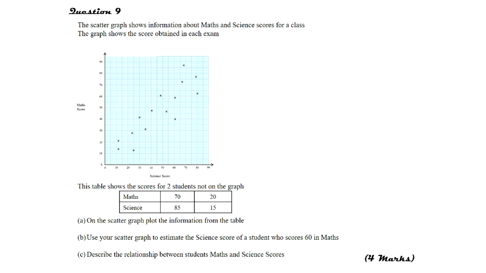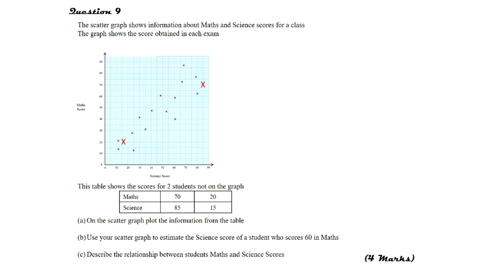Question number 9. So this is your fairly typical scatter graphs question, and it starts off by asking me to plot 2 points for 2 students who are currently not on the graph. So there are 2 students here, one who got 70 in maths and 85 in science, which isn't bad, and another one who didn't do quite as well. He got 20 in maths and 15 in science.